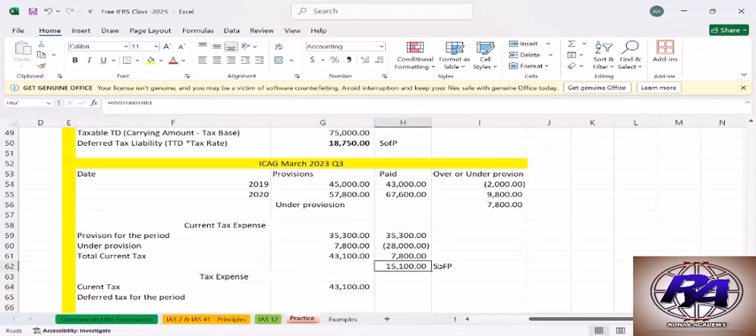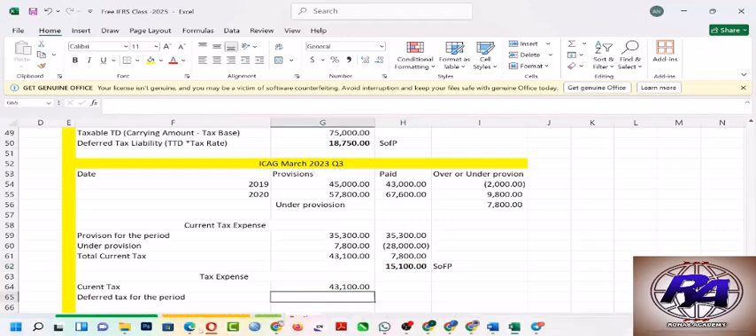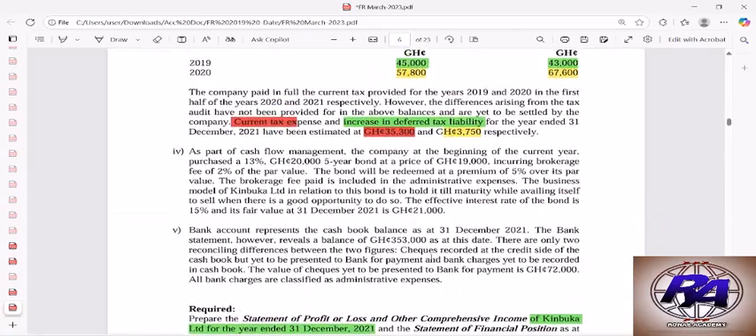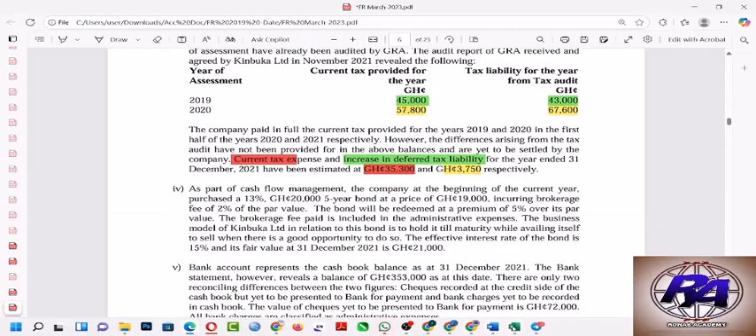But when we go to the statement of financial position, instead of sending this figure here as our current tax, because of what has happened over the years, this is what we will send there as our current tax. Now we look at the solution and see if we are right or wrong, so we effect any corrections in case we are wrong. So just relax. Then our deferred tax for the period has been given to us. We have it for the period to be 3750.